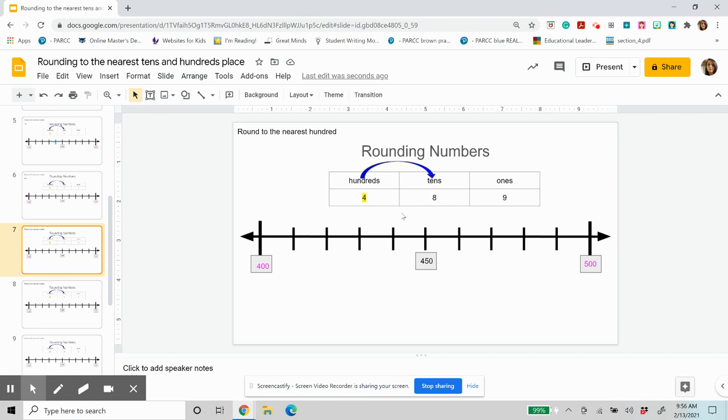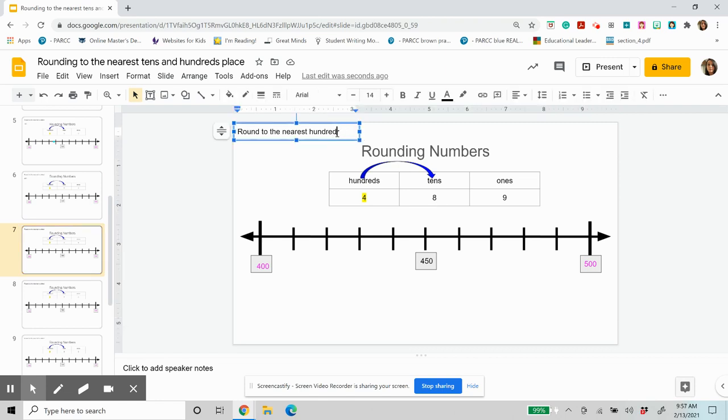Here, 489. We highlighted 400, 500. We looked at our tens place. It was an 8. An 8 is larger than 5. So that means we're going to round up. Okay, so we were going to go to the higher number. So 489 was rounded to 500.